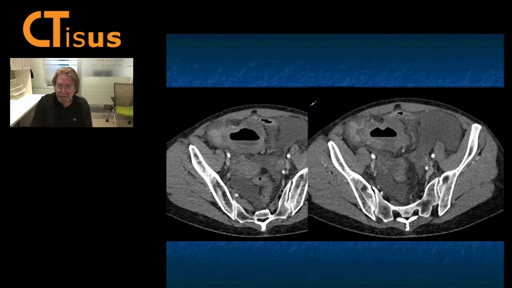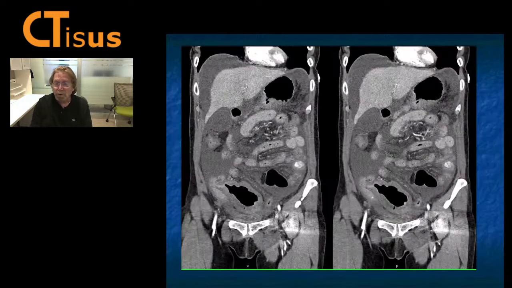You have ascites. But when you look at it more carefully and you look at the coronals, it's really an infiltrating process of the ileum. Again, I'm not going to think about Crohn's because it's too bulky. I could think about adenocarcinoma. I could think about lymphoma. I could think about metastasis. Ischemia, vessels look good. It doesn't really quite look like ischemia.